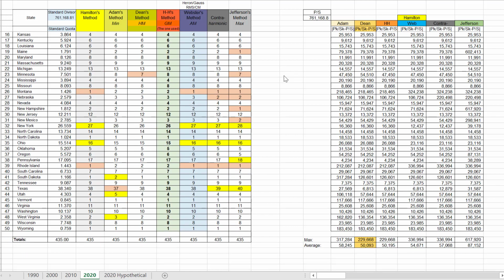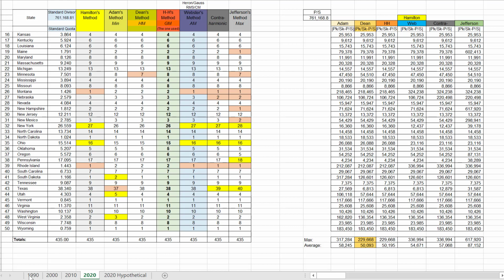Dean, or rounding by the harmonic mean, is guaranteed to have that smallest average and smallest maximum as well. There might be a tie, but you can't go smaller than this. And well, Huntington Hill matched it, but the average though, Dean was the smallest. So this is 2020.